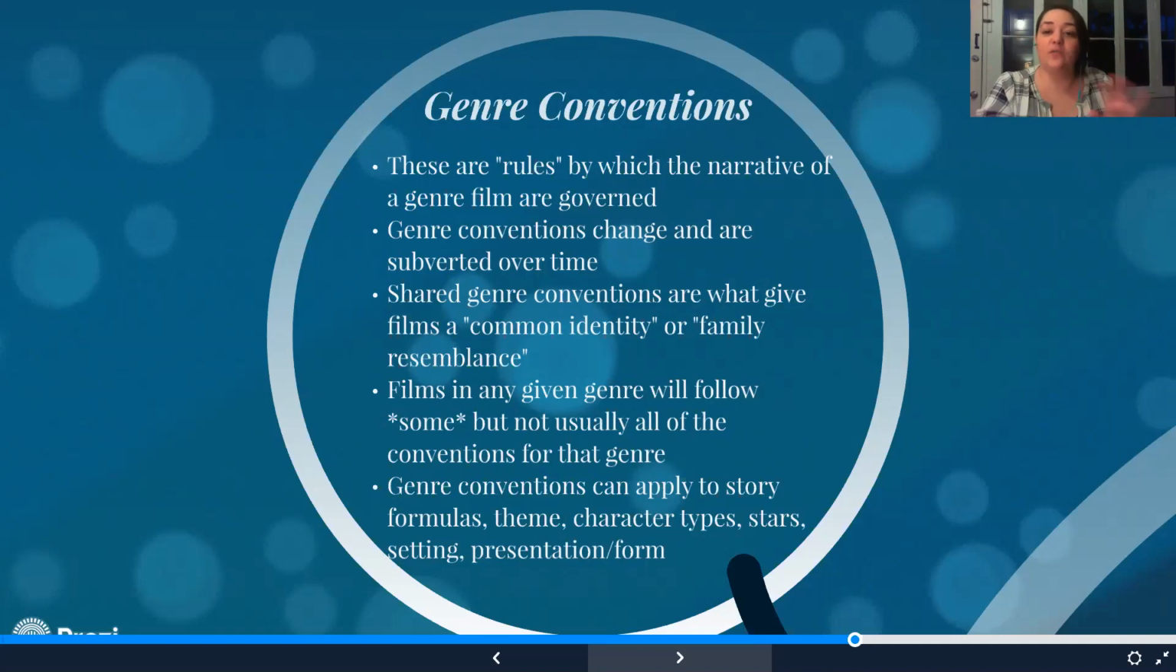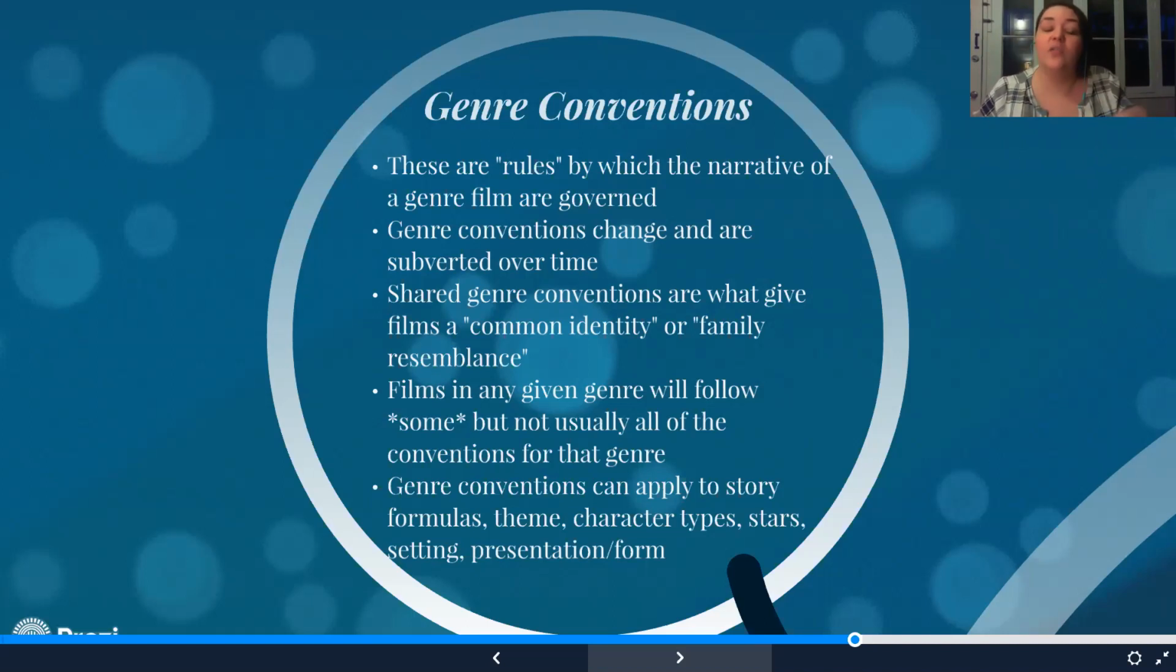There was a set of rules and expectations for horror films in the 40s and the 50s and the 60s and the 70s and the 80s and the 90s, the 2000s, the 2010s, the 2020s. And likely the horror films of the 2030s will look different too, because those conventions change over time. Now, shared genre conventions are what give a group of films a common identity or a family resemblance. If you take a group of horror films and put them all together, they're going to look like cousins, right? They're going to have similar features and characteristics where you can say, yeah, I can see how these are related to each other. They look similar. They have a family resemblance.